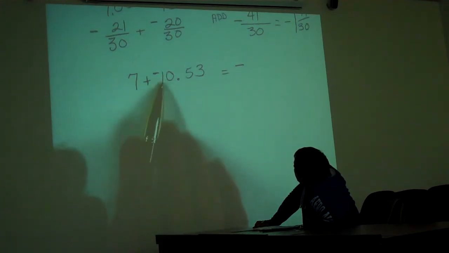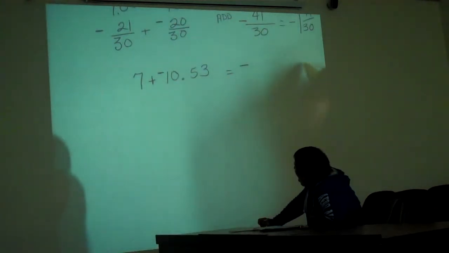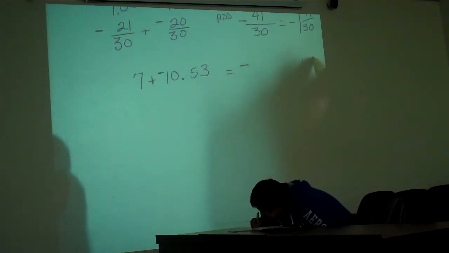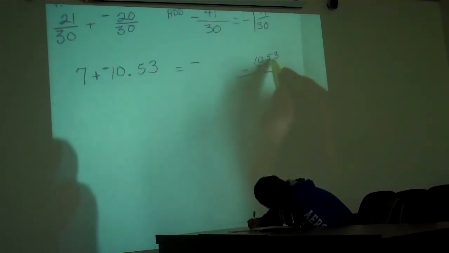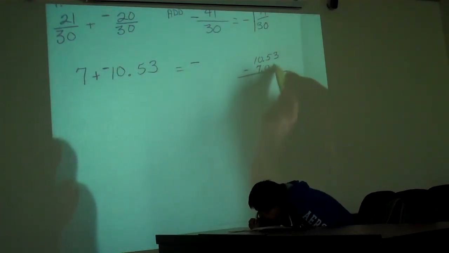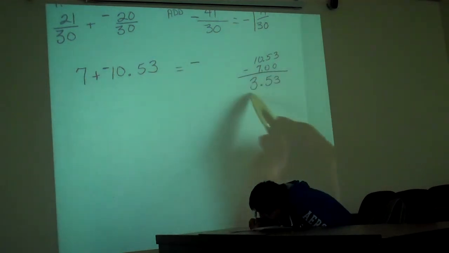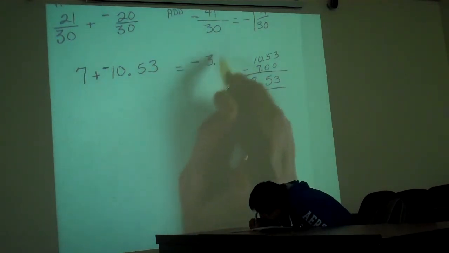Okay, to subtract them, you've got to put the biggest one on top, right? You don't put a 7 on top and then put 10 under it. So to subtract, you've got to put the big number on top. We're subtracting. So let's make zeros there. 3 minus 0, 3, minus 5 minus 0, 10 minus 7 is 3. So it's negative 3.53.